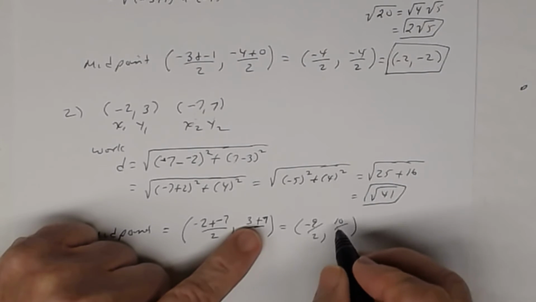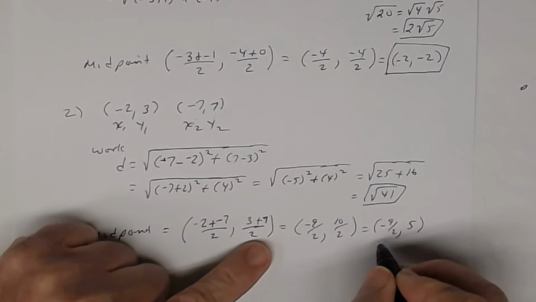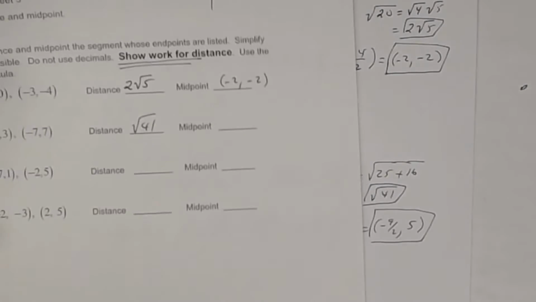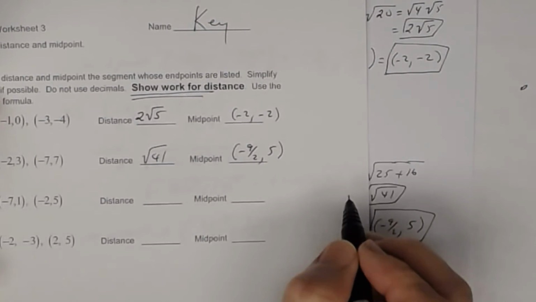And you've got to simplify if you can. You know you can simplify 10 halves. So the answer is negative 9 halves, comma, 5. So there's your midpoint. The midpoint is in parentheses, negative 9 halves, comma, 5.